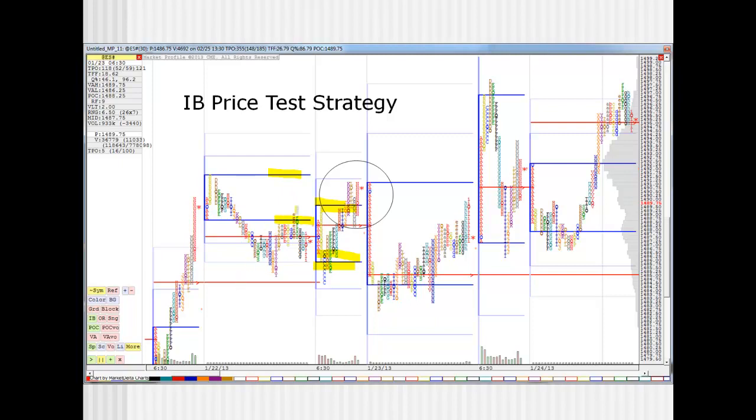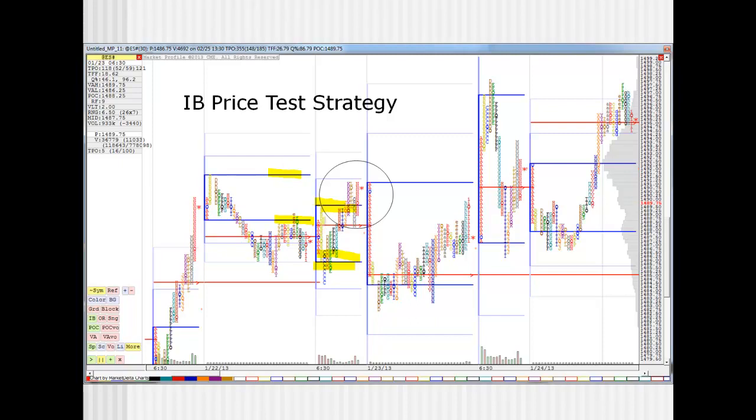And interestingly enough, you will find that in this case here, the initial balance low is significantly lower than the initial balance high. And the initial balance high here is also significantly lower than the prior initial balance high. So both initial balance low and initial balance high are lower from the get-go.